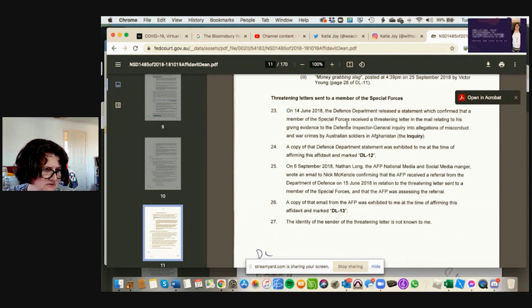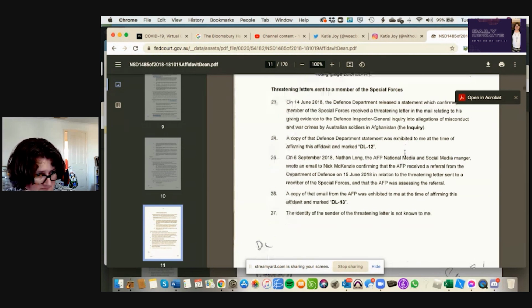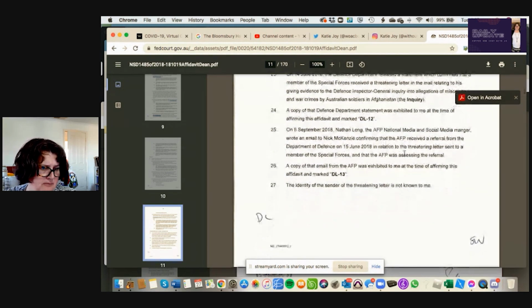On 14th of June 2018, the Defence Department released a statement which confirmed that a member of the Special Forces received a threatening letter in the mail relating to his giving evidence to the Defence Inspector General inquiry into the allegations of misconduct and war crimes by Australian soldiers in Afghanistan. A copy of the Defence Department statement was exhibited to me at the time of affirming this affidavit, marked DR12.